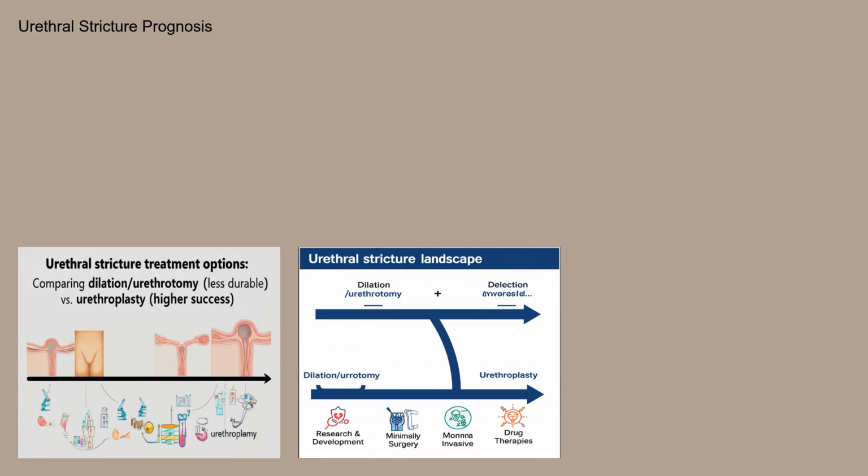The prognosis for urethral stricture depends on the chosen treatment method and the characteristics of the stricture. While dilation and urethrotomy offer less durable results, urethroplasty provides a higher success rate for long-term relief.